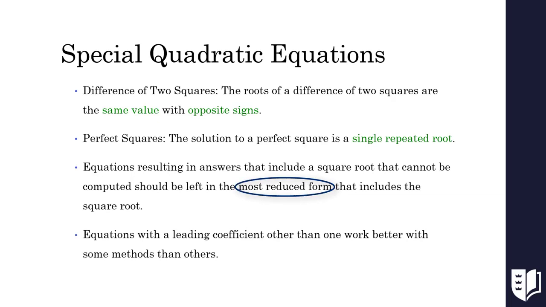If we're ever left with a square root that doesn't result in an integer when taken, we should leave the smallest number possible under the radical. If an equation has a leading term where a is not 1, some methods of solution will work better than others.